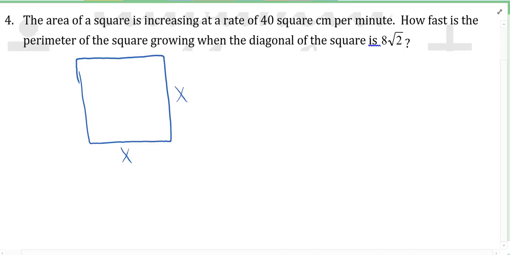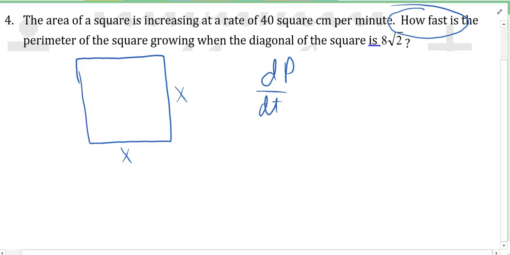Okay? So, with a question like this, when you see how fast, they're asking for a rate of change. Figure out the rate of change of what? How fast is the perimeter changing? So we're going to write that as dP/dt. That's what we want. We want to know how fast the perimeter is changing. And they happen to tell us that the area is changing at 40 square centimeters per minute.